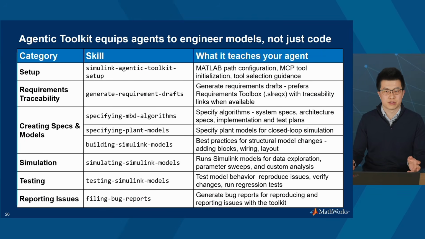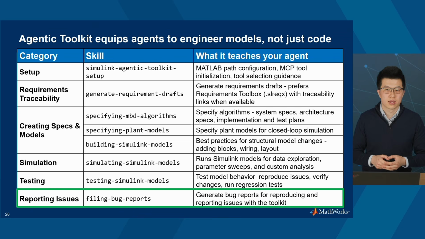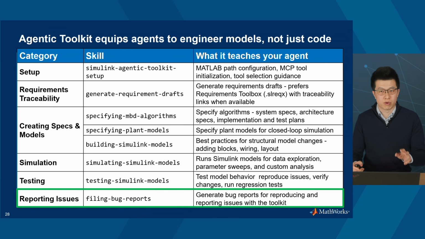So here's the skills catalog from the toolkit. It has skills for requirements drafting, creating specifications before doing the implementation work, for simulating models, and testing models. And there's also a filing bug report skill that you can use to create a report if you have any issues with the toolkit. You can open an issue in the GitHub repository and attach the report to share the reproduction steps with MathWorks. This makes feedback sharing incredibly easy.